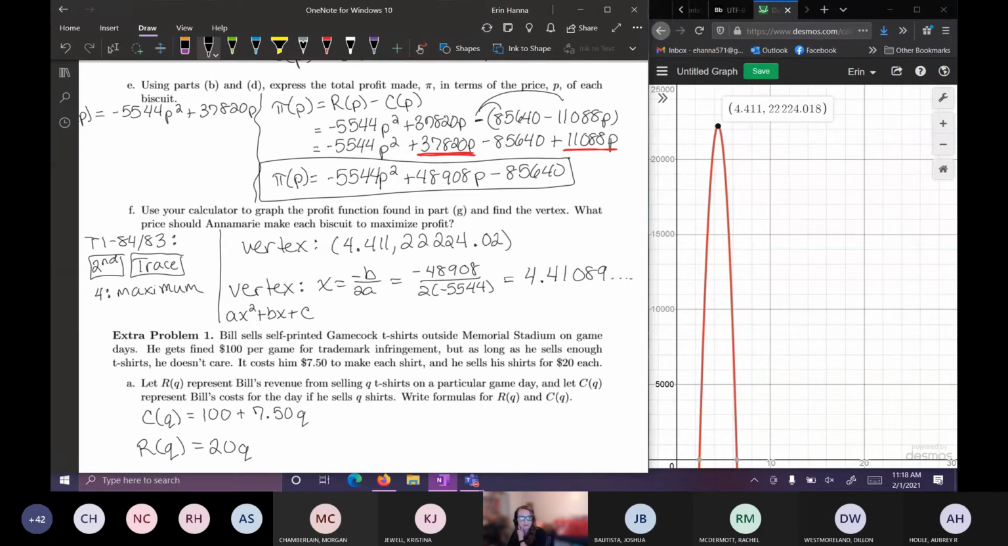It's just rounded. And then what you would have to do with this is plug this back in to get the other value. Anyway, that was a lot of work.